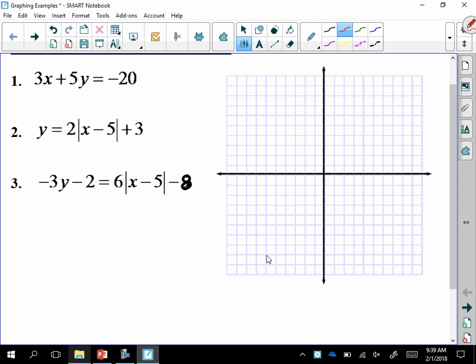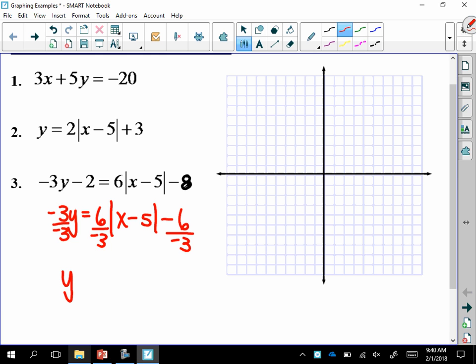So as we do that, we'll have negative 3y equals 6 times the absolute value of x minus 5 minus 6. Remember, we made that an 8. We added 2 over. And then when I divide by negative 3, I'm going to divide this coefficient by negative 3. I'm going to divide this negative 6 by negative 3. Okay? So I've got to divide everything on both sides of that minus sign by negative 3. But if I just divide this coefficient by negative 3, that takes care of it. So I have y equals negative 2 times the absolute value of x minus 5 plus 2.